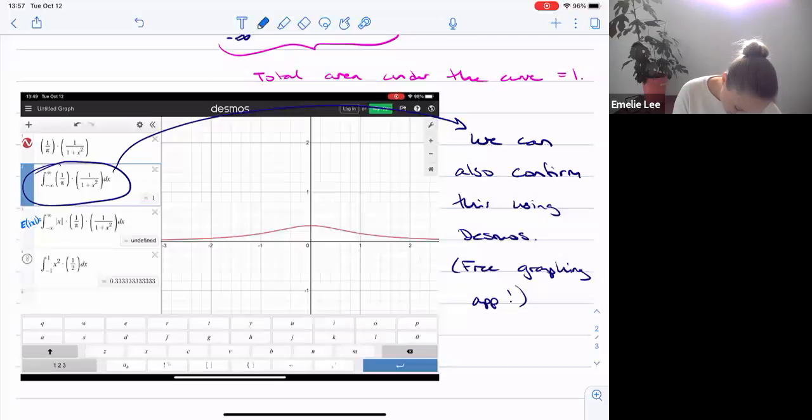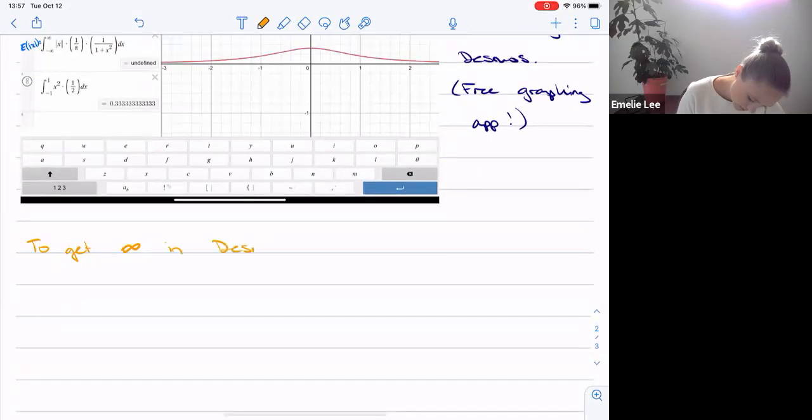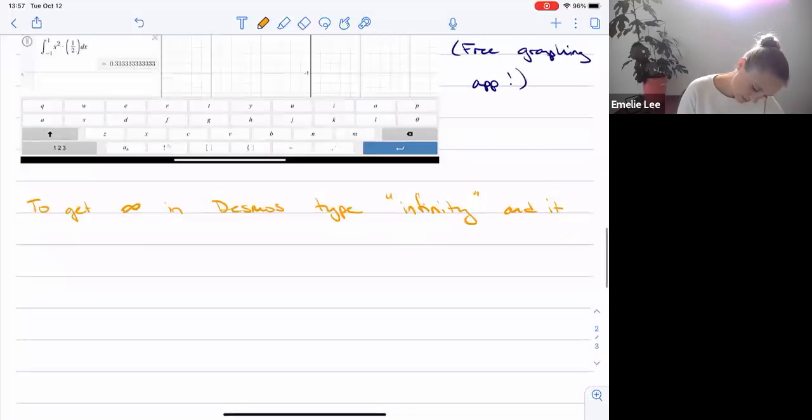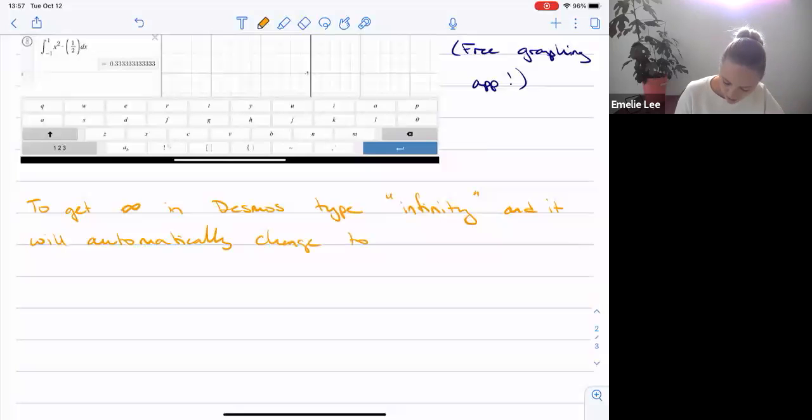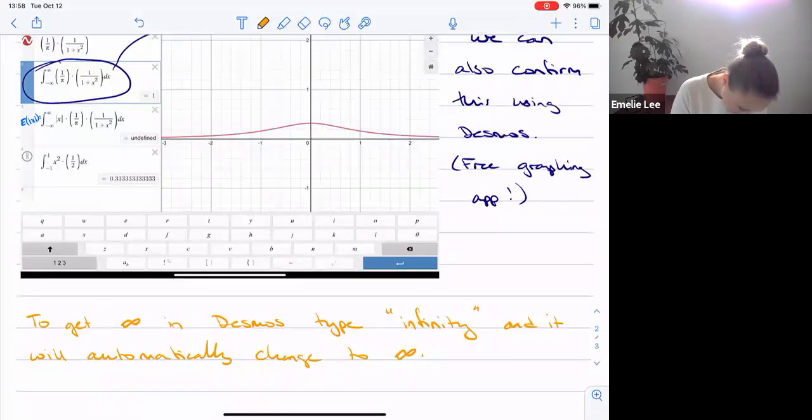So here, I'm going to say, to get infinity in Desmos, type infinity, and it will automatically change to infinity. So here I want to talk about maybe one of these here. So pretty cool, pretty fun.